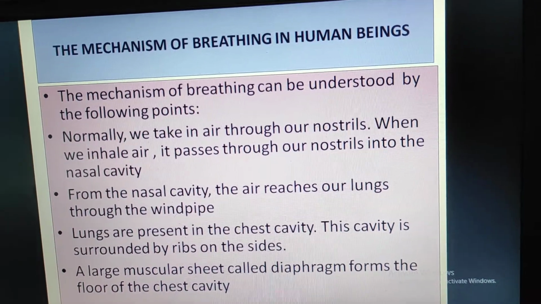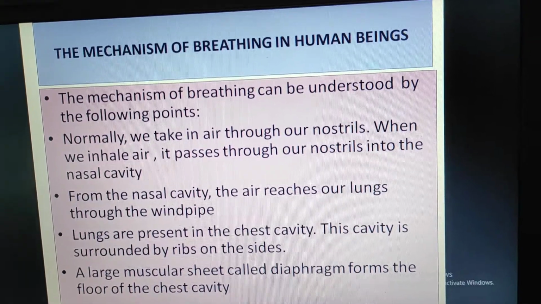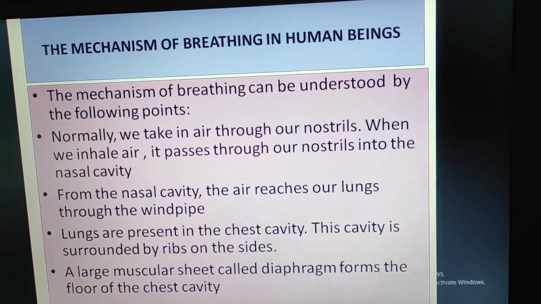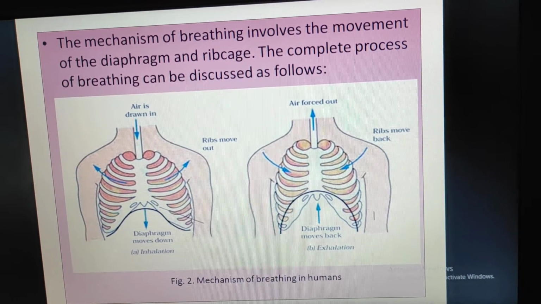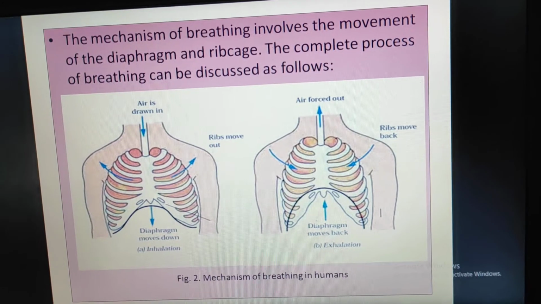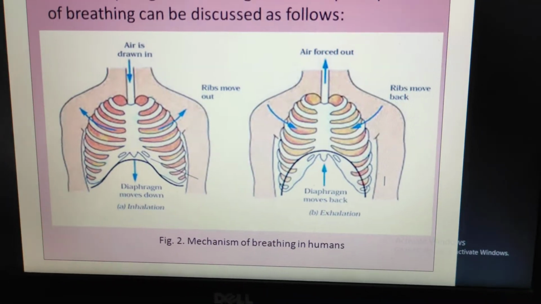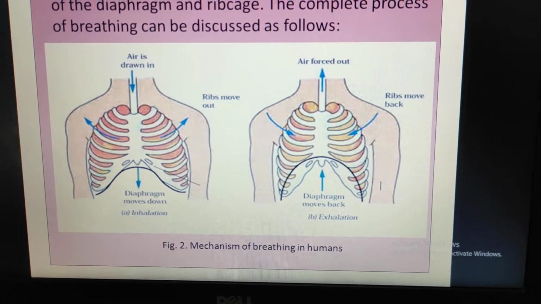Lungs are present in the chest cavity, and this cavity is surrounded by ribs on the sides. A large muscular sheet called diaphragm forms the floor of the chest cavity. The mechanism of breathing involves the movement of the diaphragm and ribcage. The complete process of breathing can be discussed as follows. So children, see the diagram of mechanism of breathing in human.